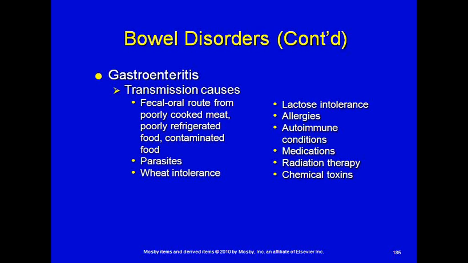Poorly cooked meat is another route of transmitting these viruses. Poorly refrigerated food, contaminated food may come in with parasites. Also, gastroenteritis could be the result of wheat intolerances. And a more severe form of that certainly is celiac disease, where there's an intolerance to all gluten.